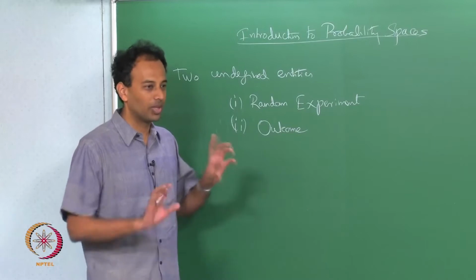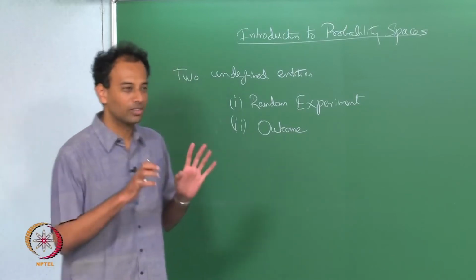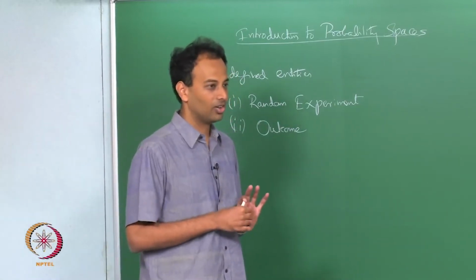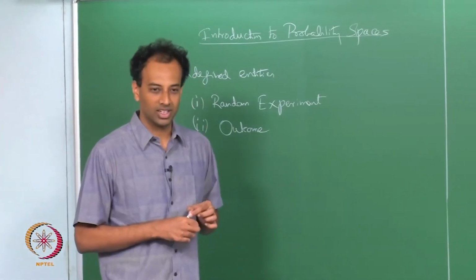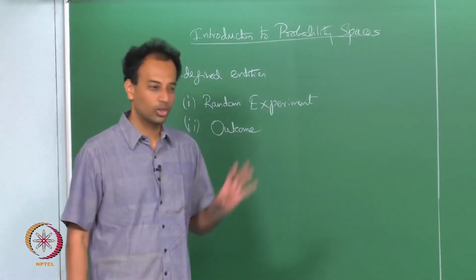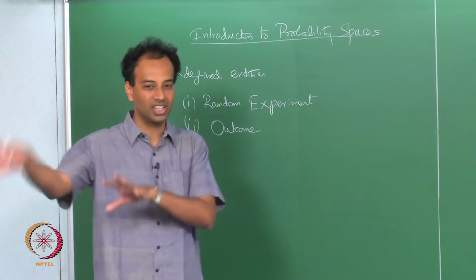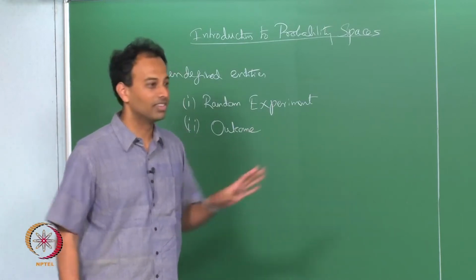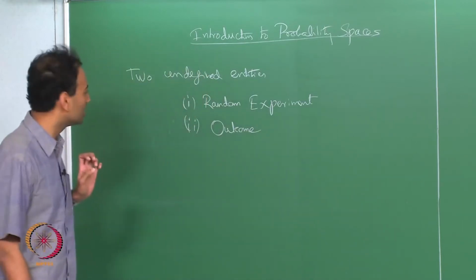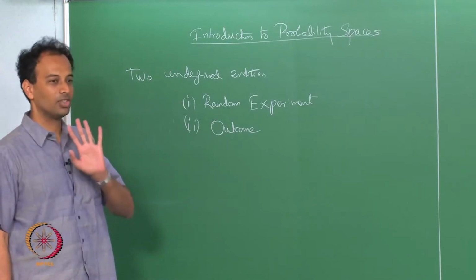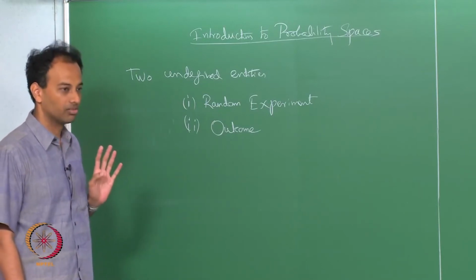Just like in geometry you do not define a point, right, or in number theory you do not try to define what a number is, right. So, you have to start off somewhere. You can only define certain things in terms of certain other things you understand; you cannot define everything, right. So, probability begins with two entities which you do not question or try to define.